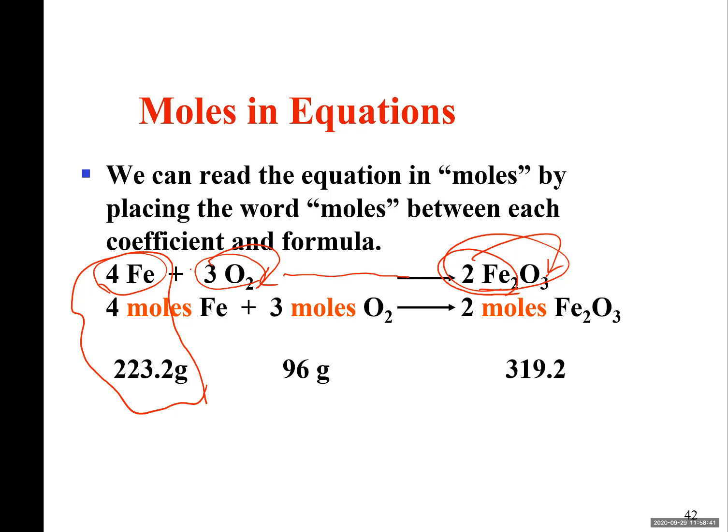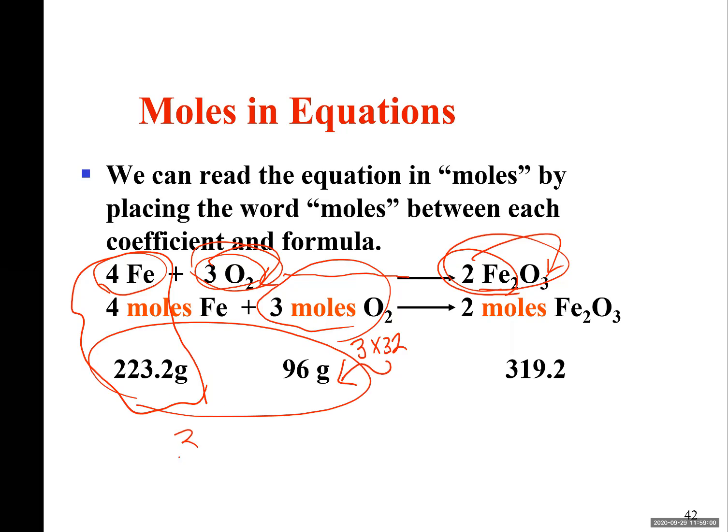And then you have 3 moles of oxygen. Every mole of oxygen is 32 grams. If you multiply 32 by 3, you're going to get 96. So the total mass of reactant has to be 319.2 grams. Add 96 to 223.2.